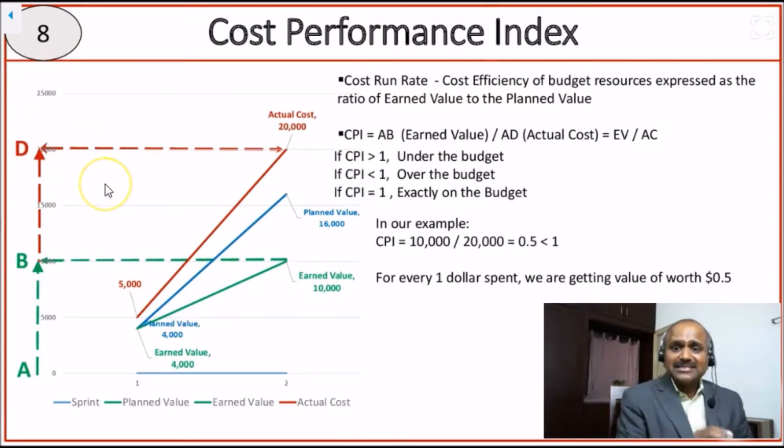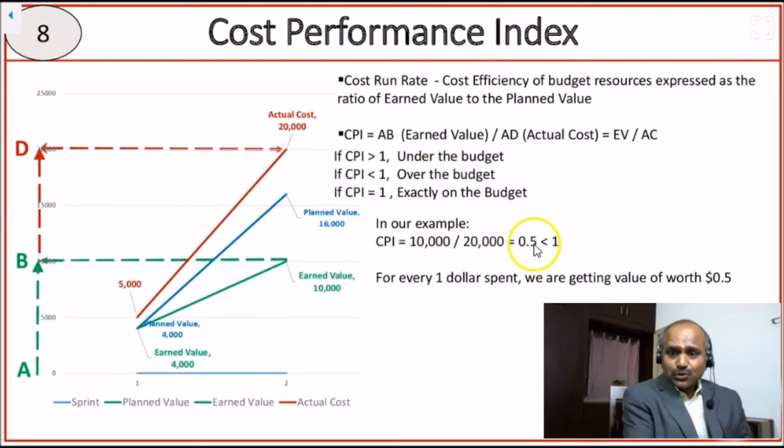So the cost performance index, or cost run rate, says the cost efficiency of budget resources, expressed as a ratio of earned value to actual cost. So CPI, cost performance index, is equal to AB, which is earned value, by AD, actual cost. In our example, our earned value is 10,000 and our actual cost is 20,000. So CPI is equal to 10,000 by 20,000, which is equal to 0.5, which is less than 1. Because it is less than 1, we are over the budget.